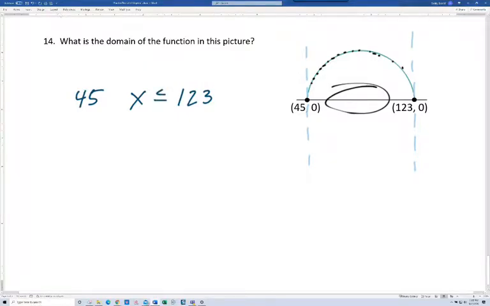And then 45 is going to be less than what's in here, so we'll put another less than or equal sign there. Now, another way to say this is basically x represents all these x values in here that are between 45 and 123. Our leftmost value on this function is 45, and our rightmost value is 123, and we're hitting every x value in between. All right, and so that's the end of this video.